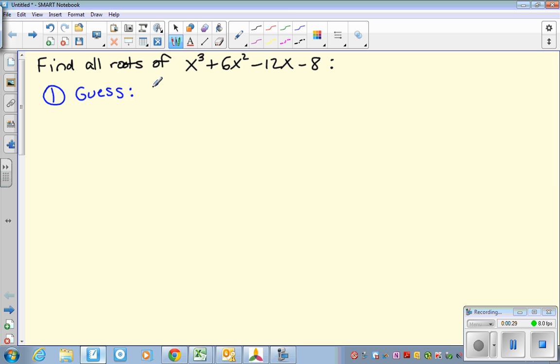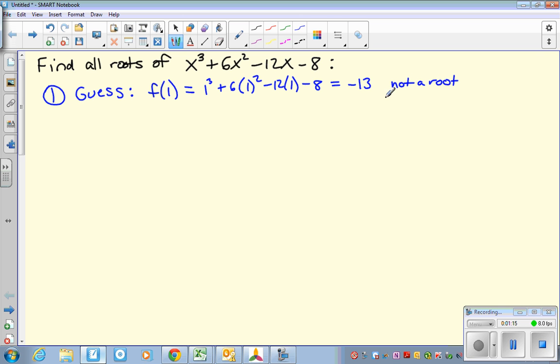which says that if the remainder is 0, then it must be a root, or x minus the number is a factor. Well, the way we check the remainder quickly is by plugging in the value. So we're just going to guess different values. I typically start with 1, but you can start with whatever you would like. So we plug in 1, we get 1 cubed plus 6 times 1 squared minus 12 times 1 minus 8. If you do that quickly, that is 1 plus 6, which is 7, minus 12, which is negative 5, minus 8 is negative 13. Well, that's not equal to 0, so 1 is not a root.